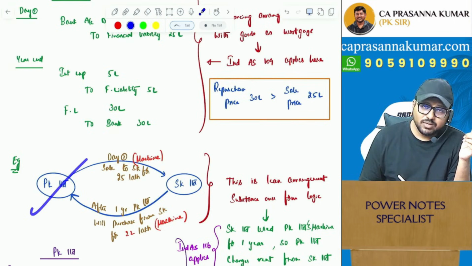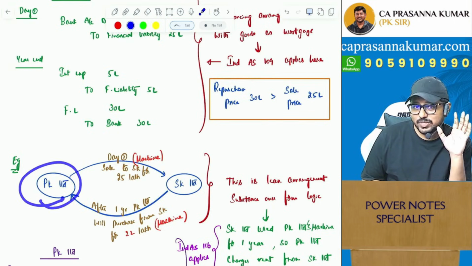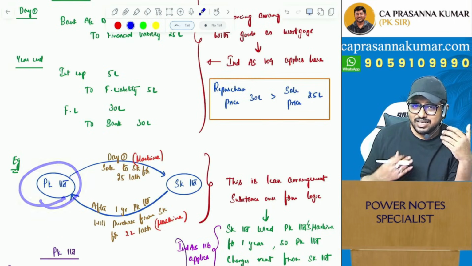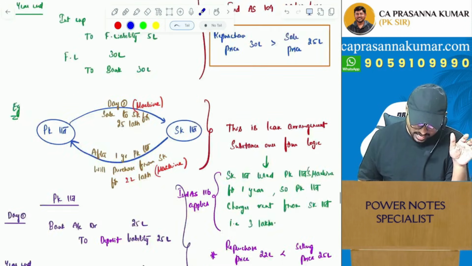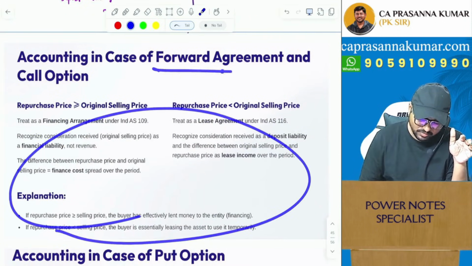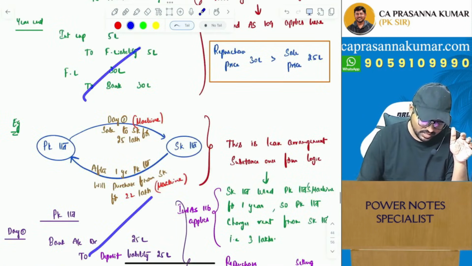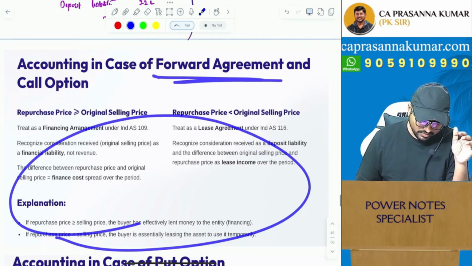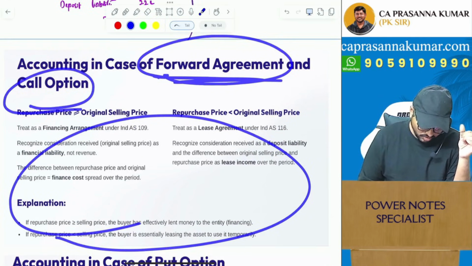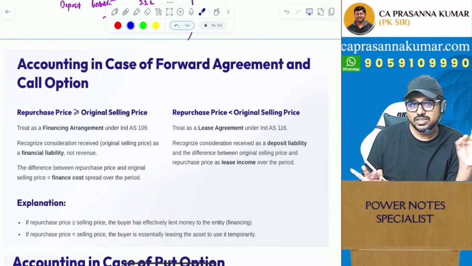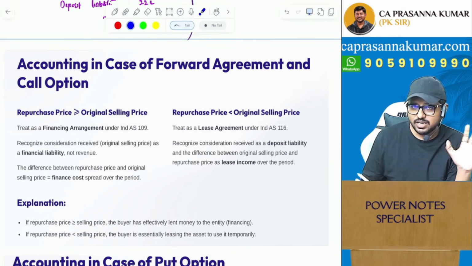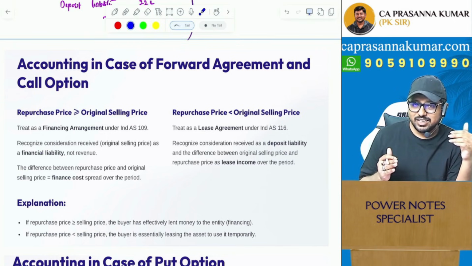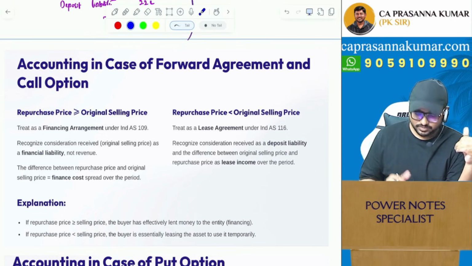Because the right is with PK Limited, and we are doing accounting from the perspective of PK Limited only. He has got the right to buy, so he will definitely buy. And as a result, the accounting treatment will be the same as a forward agreement. That is nothing but what we have done here. So when I have written the heading here, forward agreement and call option, ultimately the accounting is the same because the right is within PK Limited.